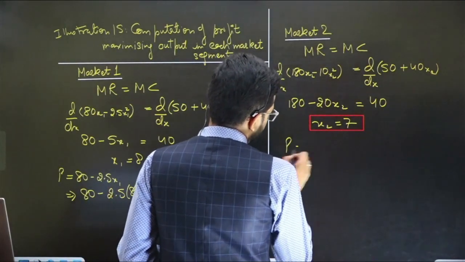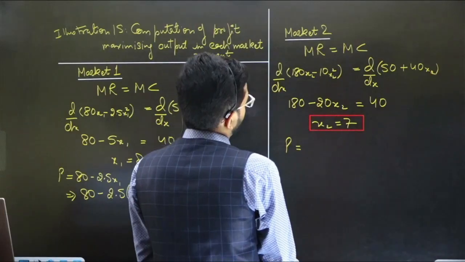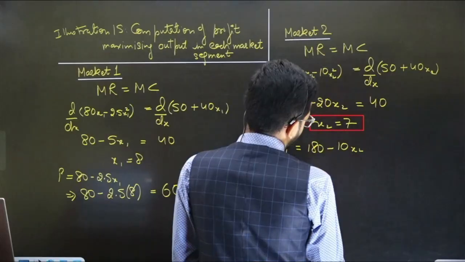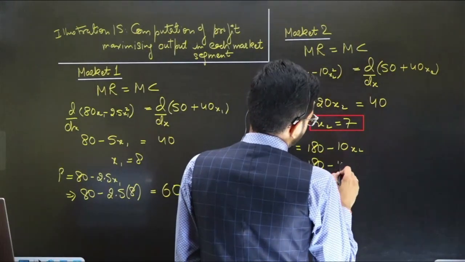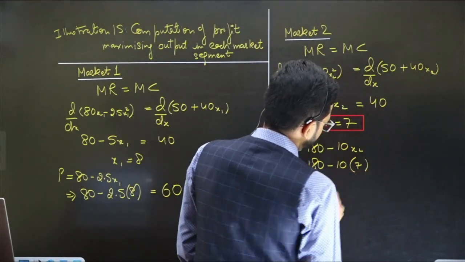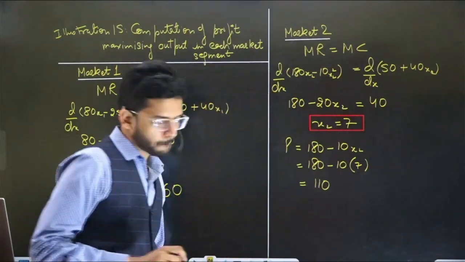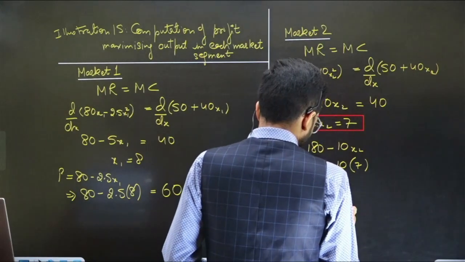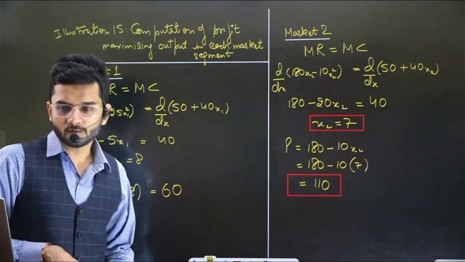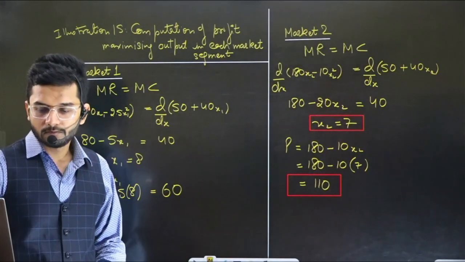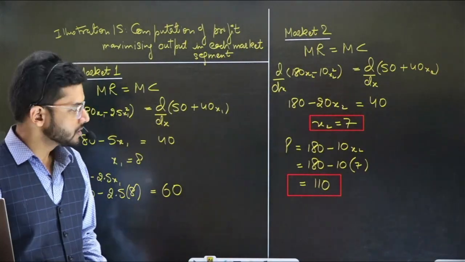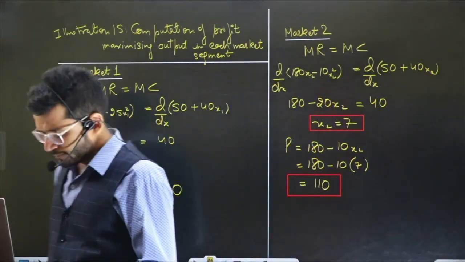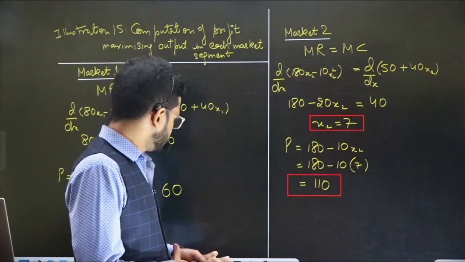Then what will be the price at this level of selling in market 2? Price will be 180 minus 10x2. So 180 minus 10 multiplied by 7, which is 70, so the price becomes 110. So in market 2, what is the profit maximizing output and price? It is 7 and 110.